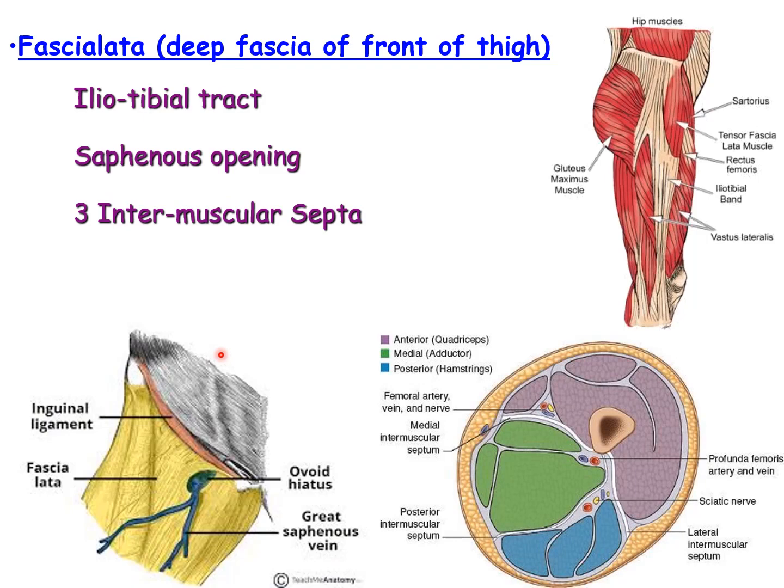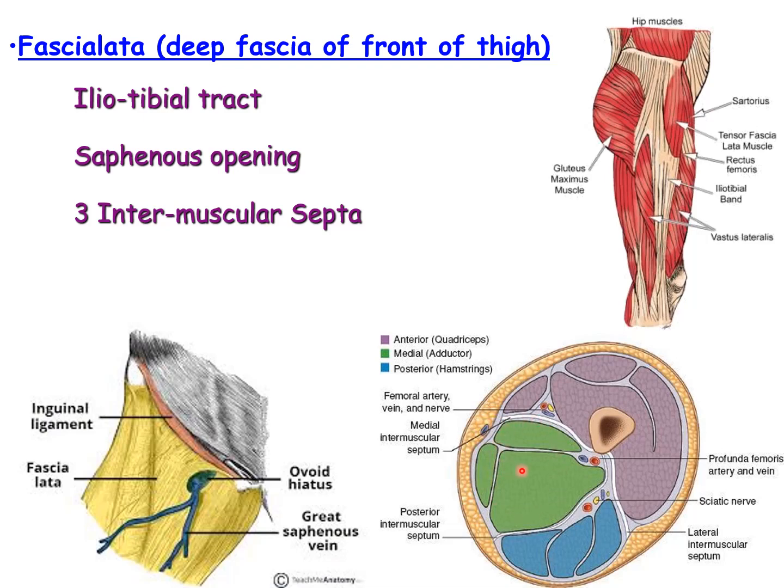Finally, we have the three intermuscular septa. So the features we have are firstly the iliotibial tract, secondly the saphenous opening, and third the three intermuscular septa. These are the three intermuscular septa as you see. This is the first one, which is the lateral, this is the other one, which is the medial intermuscular septum, and this is the last one, which is the posterior intermuscular septum. The three intermuscular septa divide the thigh into three main compartments of muscles.